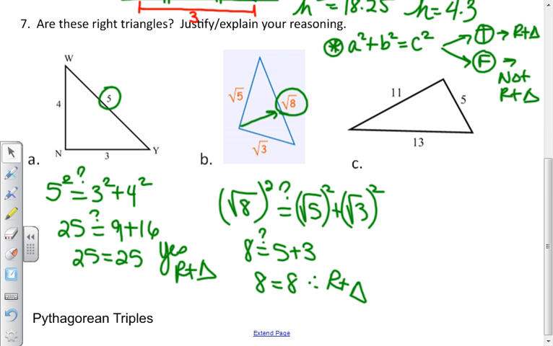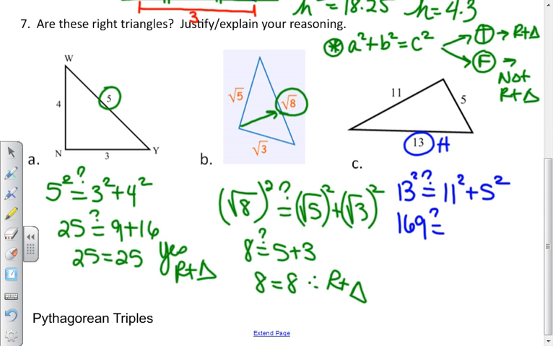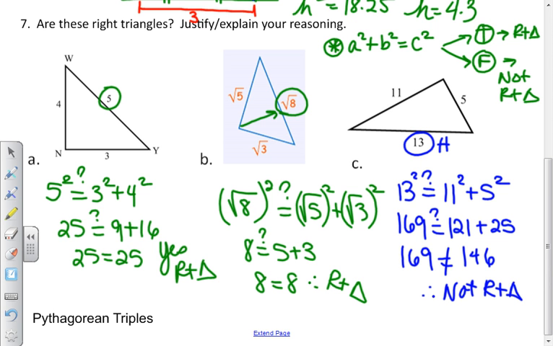If I look at this example, 13 is my likely hypotenuse. So is 13 squared equal to 11 squared plus 5 squared? Is 169 equal to 121 plus 25? Well, 169 is not the same as 146. Therefore, this is not a right triangle. So it's kind of like applying the converse of the Pythagorean theorem.